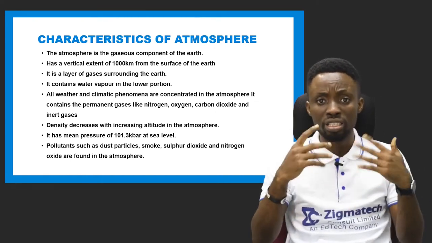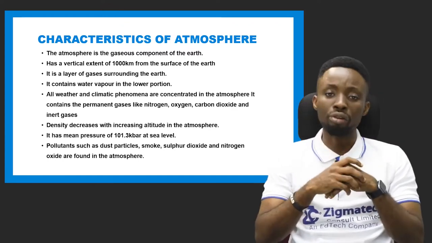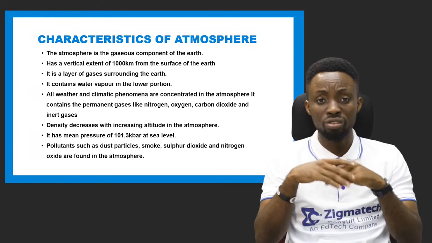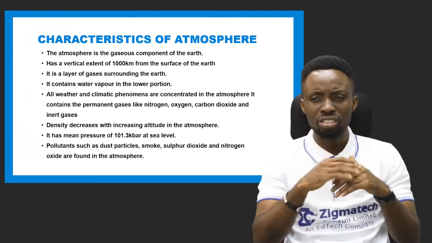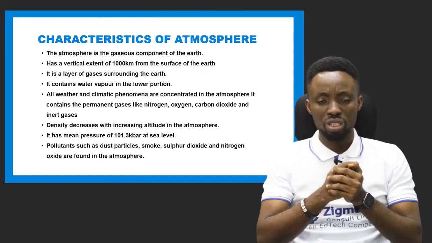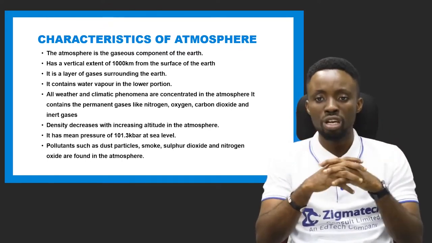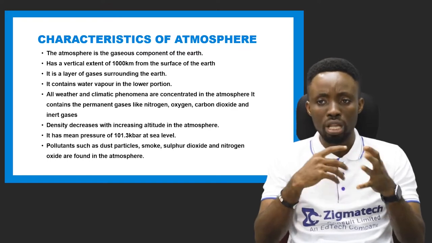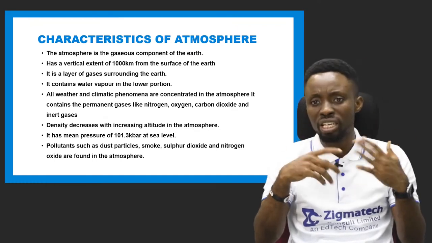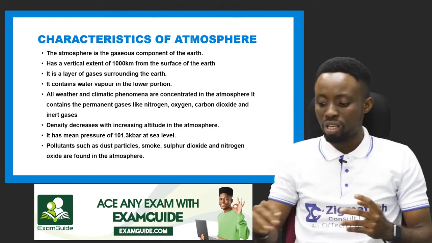As you're going higher and higher, the density decreases. And also, the atmosphere has an average pressure of 101.3 kilobars at sea level. That is the pressure of the atmosphere, or will I say the atmospheric pressure at sea level is about 101.3 kilobars. Also, in the atmosphere, specifically the troposphere, we have pollutants like dust, like smoke, like sulfur oxide, CFC compounds, and also nitrogen oxide and other forms of pollutants that we can find in the atmosphere.